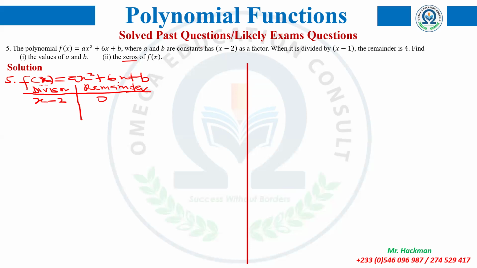Do you agree? Our second divisor is x minus 1, and the remainder is 4, so it gives us a remainder of 4. You get the point? The table indirectly gives you the picture that we have up there. Now that we have this, remember, you have two unknowns, so you use each of these to generate an equation, then you solve the two equations simultaneously for your two unknowns.